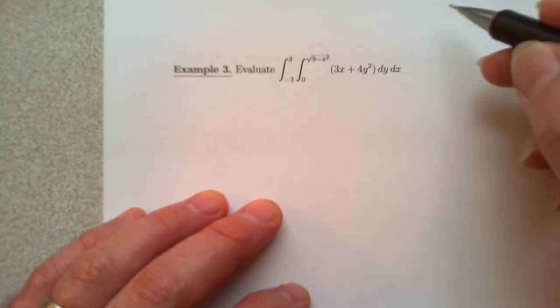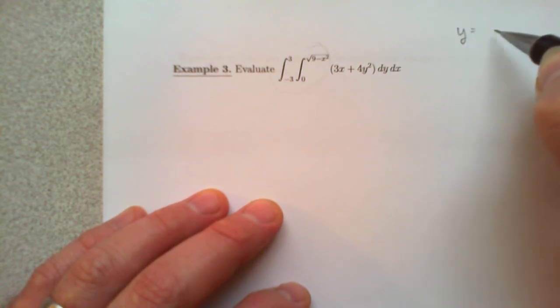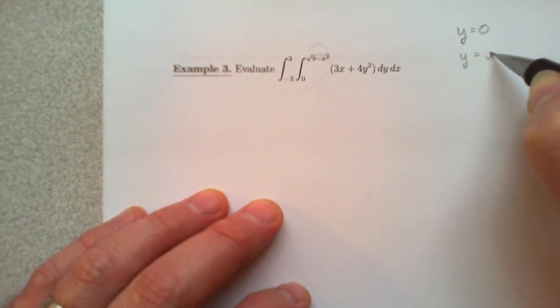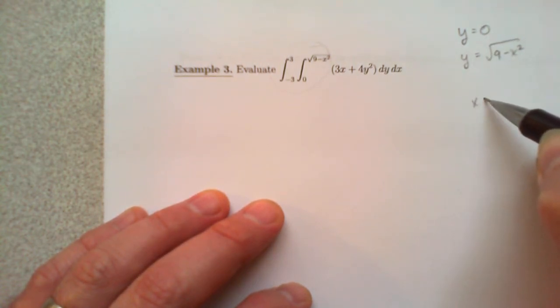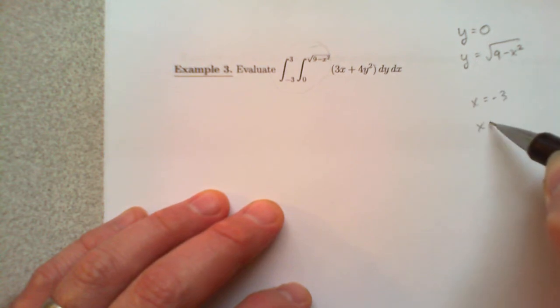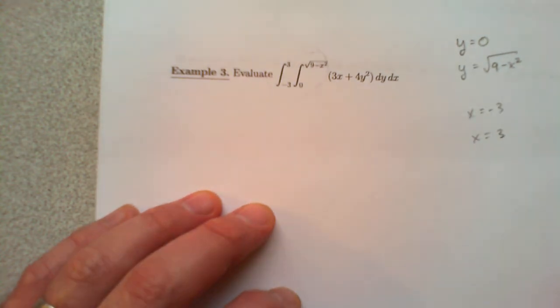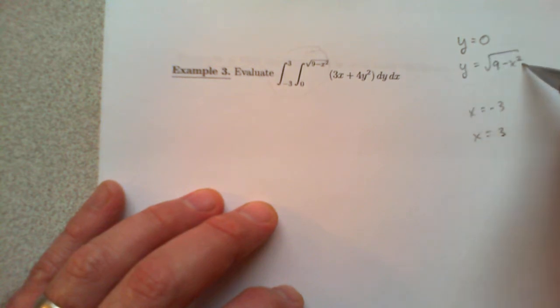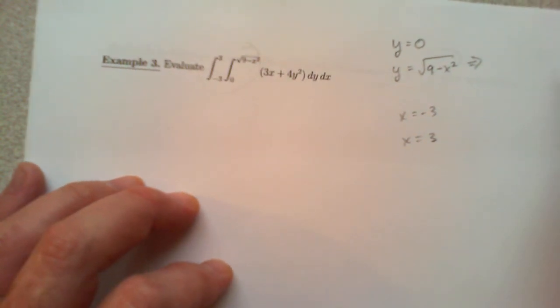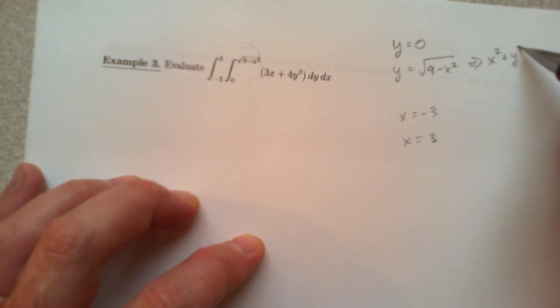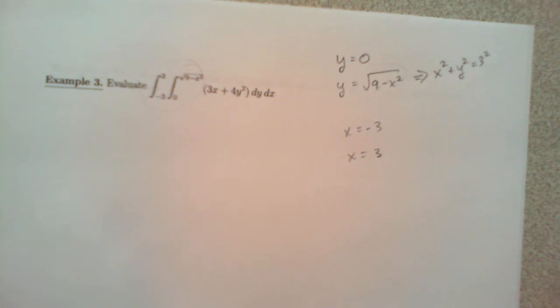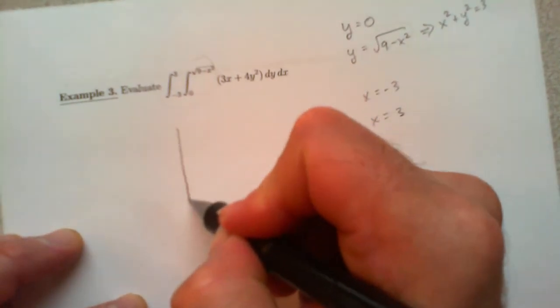This says that, going from the inside to the out, y goes from 0 up to the square root of 9 minus x squared. And it says x goes from minus 3 to 3. Alright, and just like before, it's a lot easier to look at this if you square both sides. You're going to have y squared is equal to 9 minus x squared. You will get x squared plus y squared is 9, or 3 squared. So now let's draw a picture and figure out what's going on.